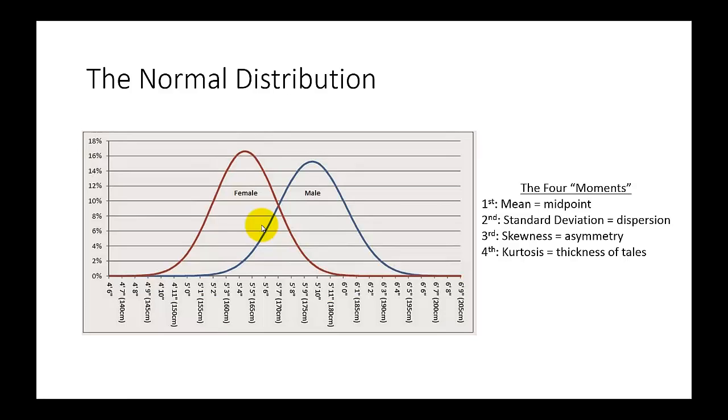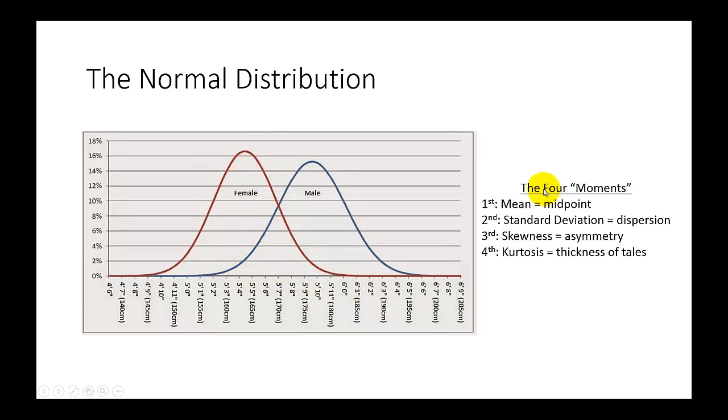Okay, almost all distributions have what we call moments. There are 4 moments to a normal distribution. The 4 moments to the normal distribution are mean, standard deviation, skewness, and kurtosis. And each of these things help to describe the shape of the distribution. The mean, the statistical mean, is the midpoint. So if you drew a line right in the middle of this curve at about 5'9½", that is the statistical mean. And for women, it's right at 5'4½".